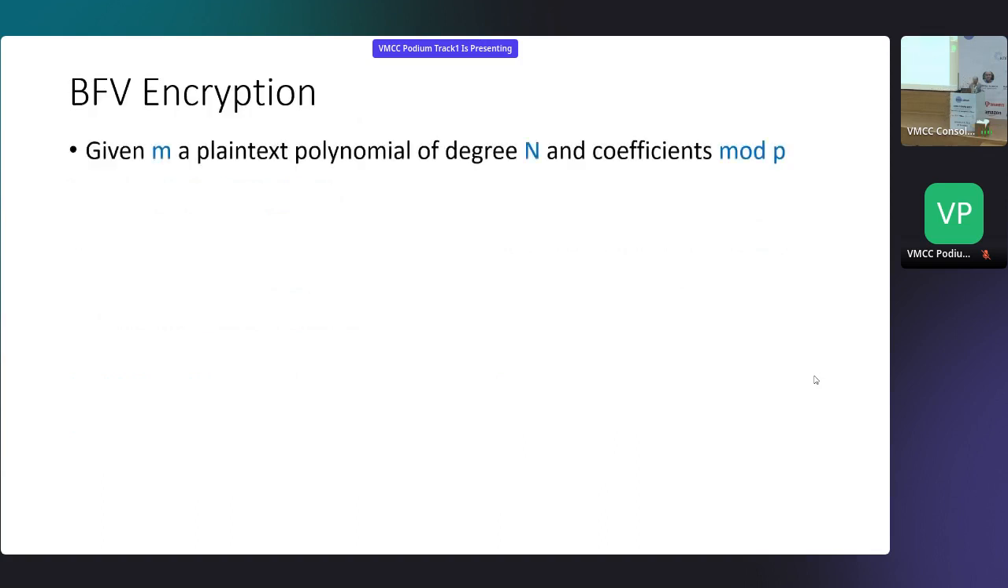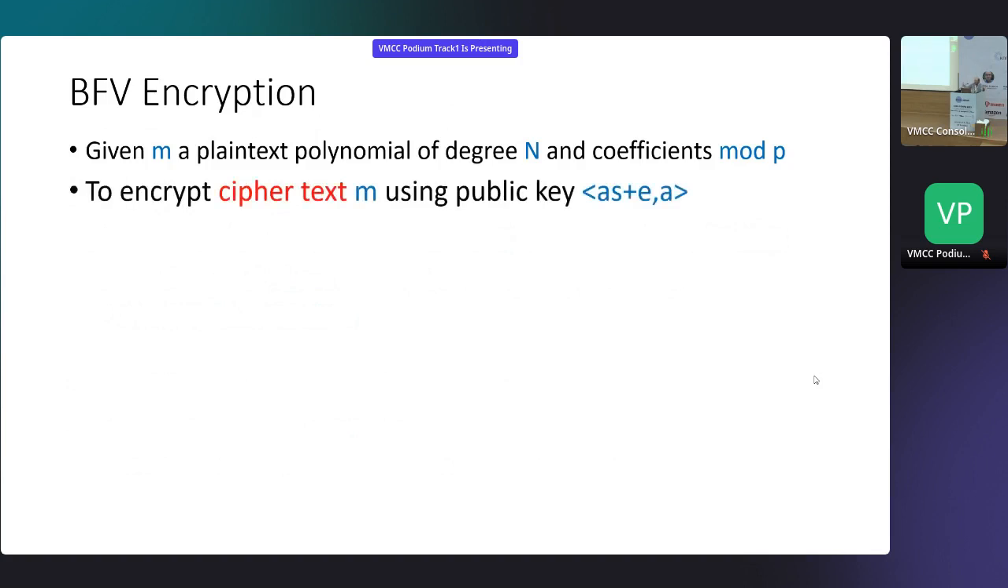Okay, so how do I deal with this? Given a plain polynomial, we encrypt the message using the public key. It's like what I described with the asymmetric encryption. You encrypt using the public key, and then you decrypt using the private key. What is the public key? It's the pair, AS plus E, comma A. So the pair.